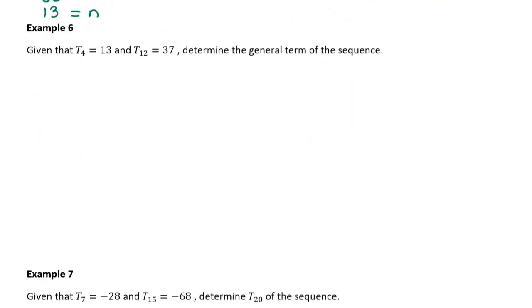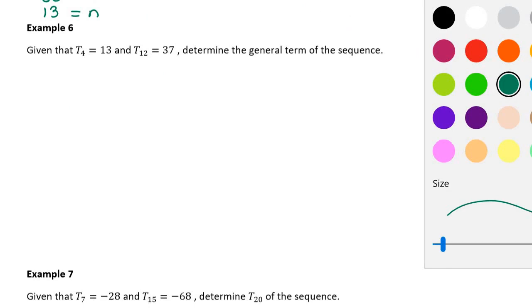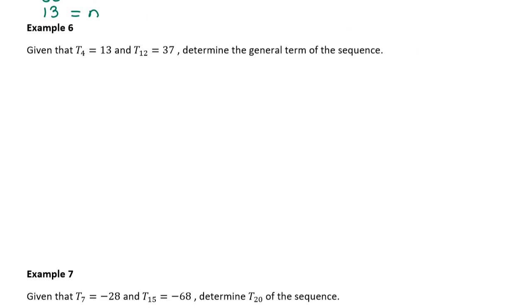Okay, these are my favorite of the questions in patterns. It says, given that T4 is equal to 13 and T12 equals 37, determine the general term of the sequence. Now this seems really complicated and I don't know lots of things, and I always draw myself a picture. Term number 1, term number 2, term number 3, term 4, 5, 6, 7, 8, 9, 10, 11, 12.